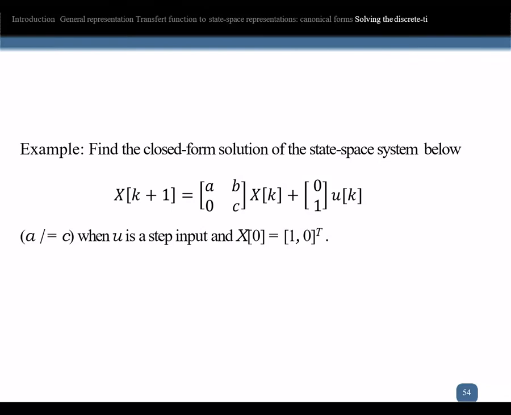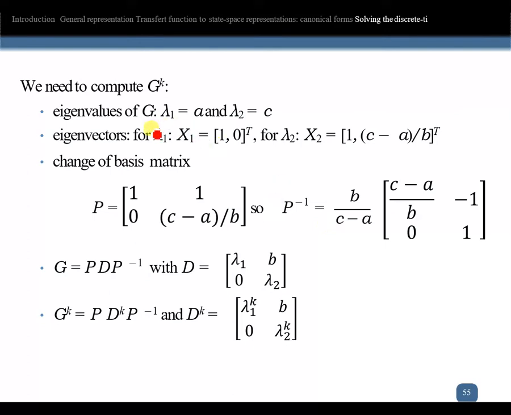Now, with one example, find the closed-form solution of the state space system x(k+1) equals the matrix [a b; 0 c] x(k) plus [0; 1] u(k). The input u is a step and the initial condition is [1; 0]. We need to compute G^k. The eigenvalues of G are lambda 1 equal to a and lambda 2 equal to c.